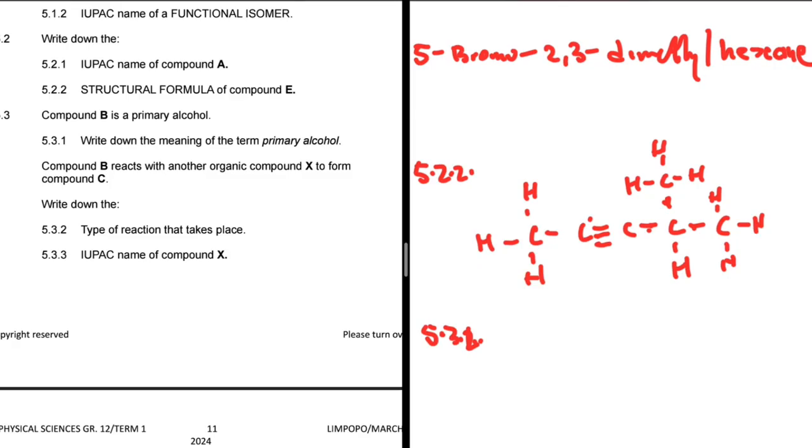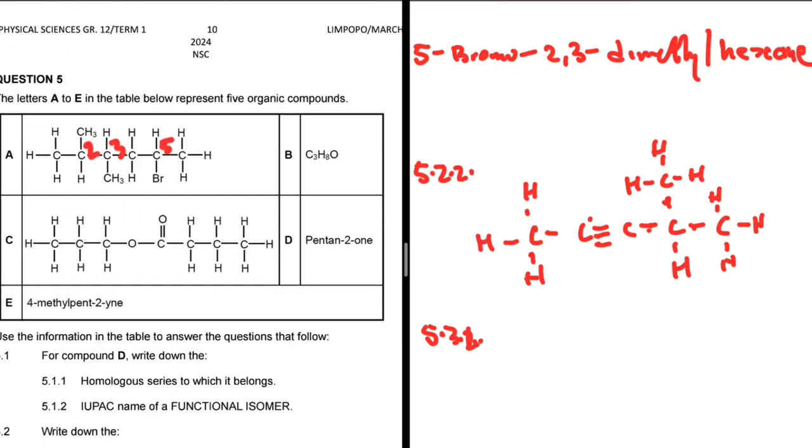So it is esterification. And then identify the IUPAC name of compound X. So take a look at this. This part where we have an oxygen with a single bond is coming from the alcohol, and the other part comes from the acid.